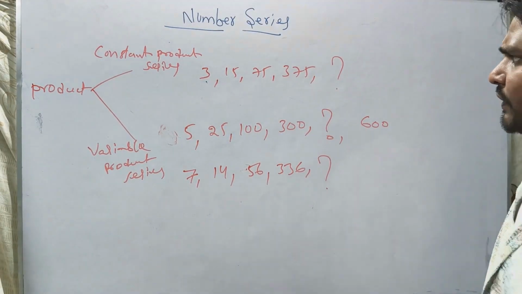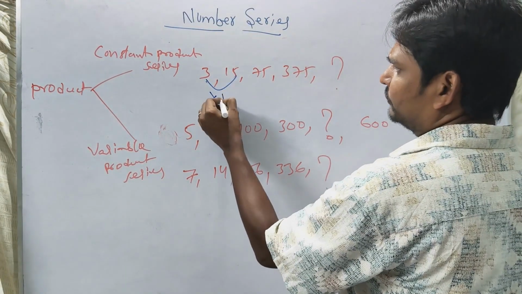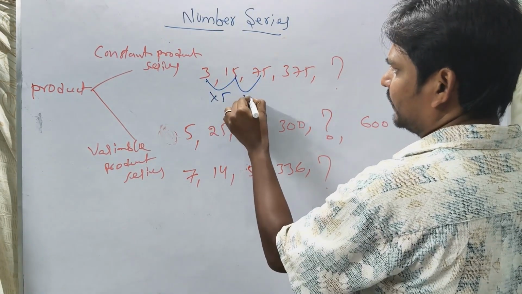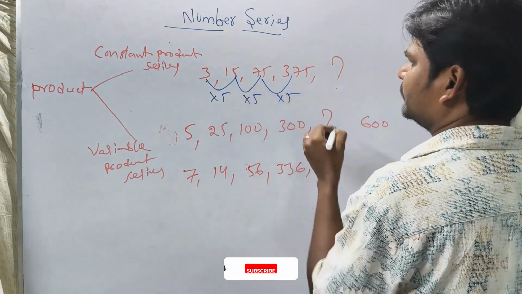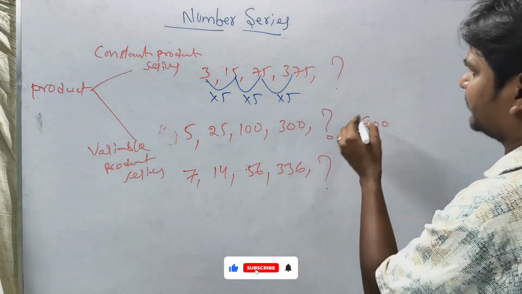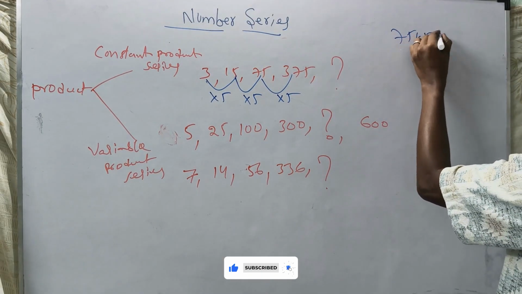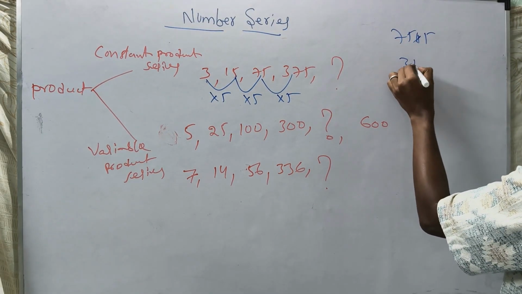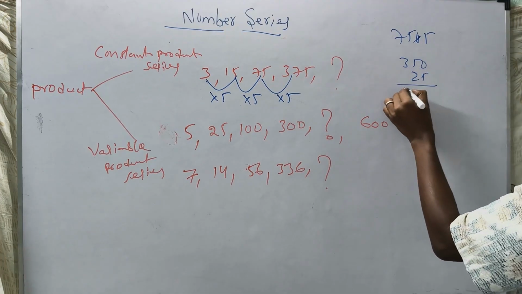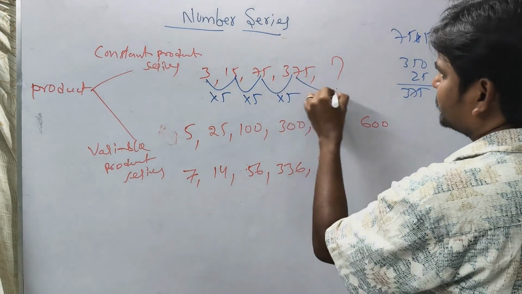Now see, the solution for this question. First of all, 3 into 5, 15, correct? 5 into 15, 75. Now 75 into 5, this is what? 375. See here how I am multiplying 75 into 5. First of all, 5 into 70, correct? 350. 5 5s are 25. So 375. Like that. Next what?